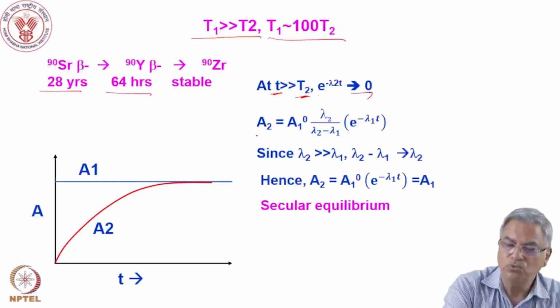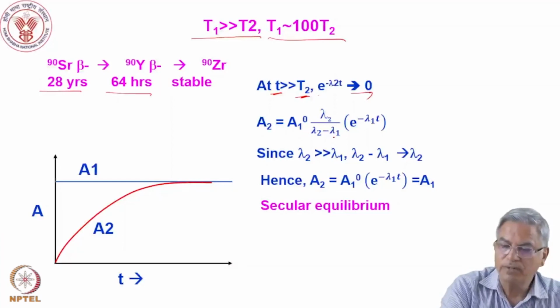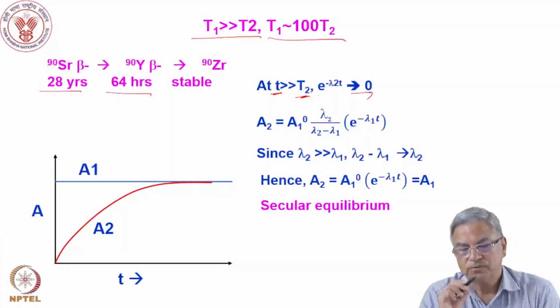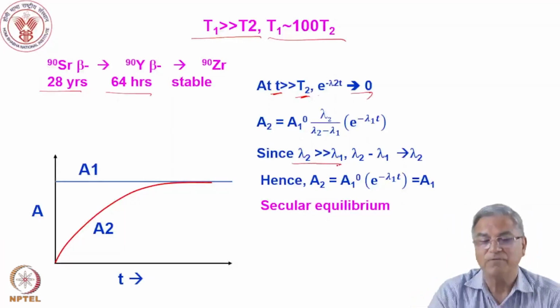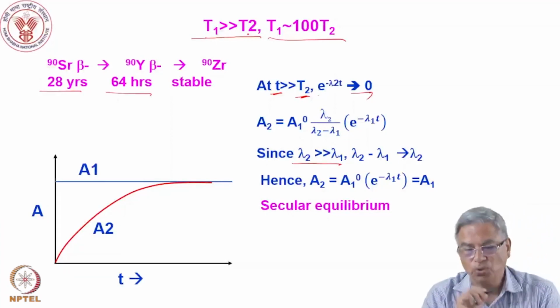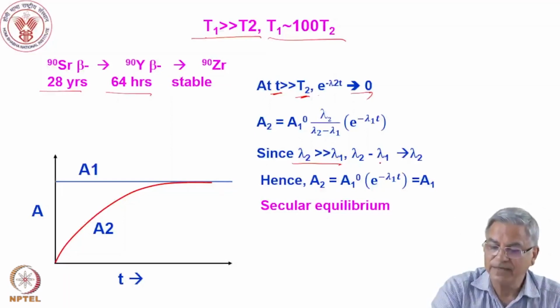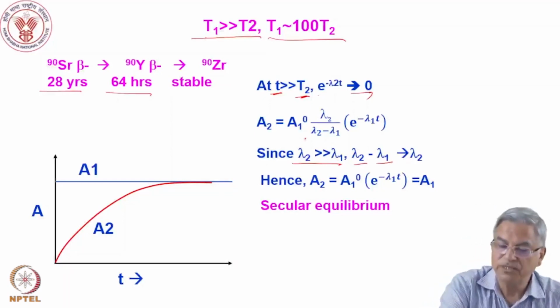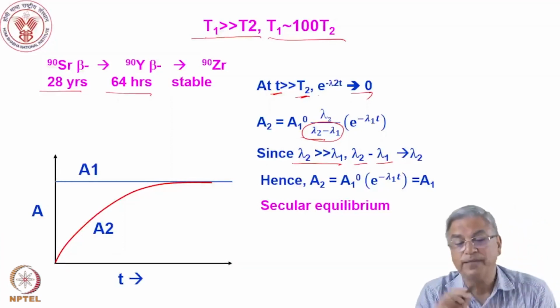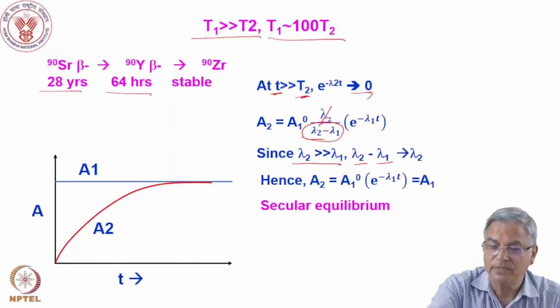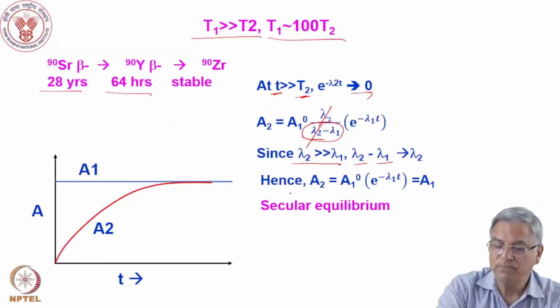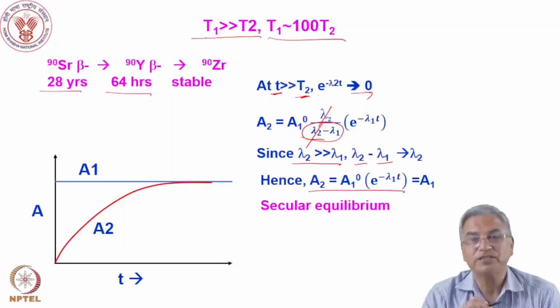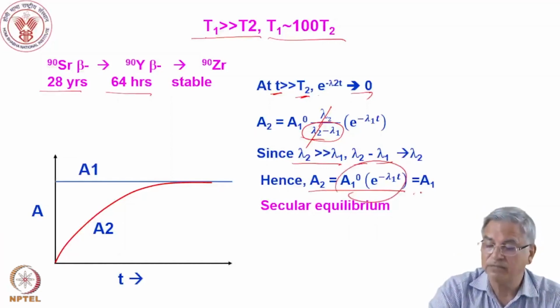So A2 equals A10 lambda 2 upon lambda 2 minus lambda 1 e raised to minus lambda 1 t. Now compare this with the secular and transient equilibrium cases. Here lambda 2 is much larger than lambda 1 because T1 is much larger than T2, and so you can neglect lambda 1 with respect to lambda 2. In the denominator, lambda 2 minus lambda 1 becomes lambda 2, so this gets cancelled out, this term becomes 1, and A2 equals A10 e raised to minus lambda 1 t, which is nothing but the activity of the parent.